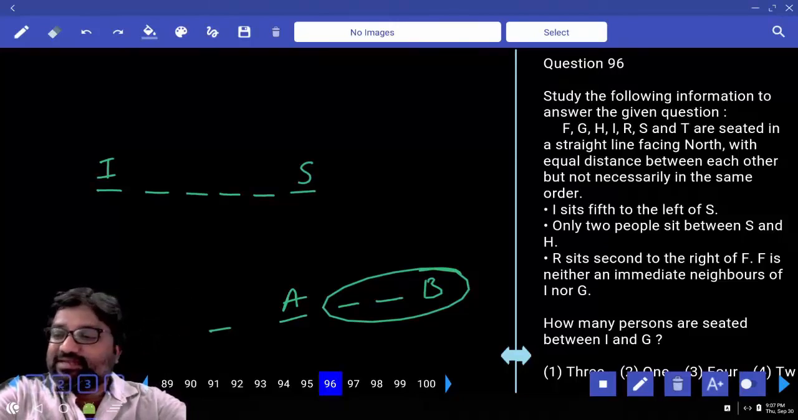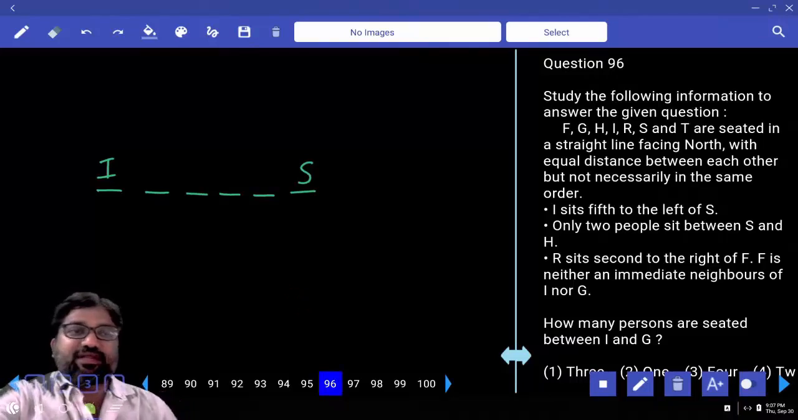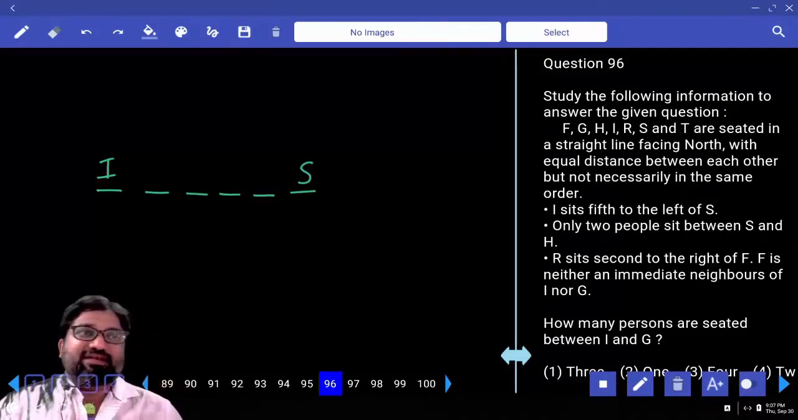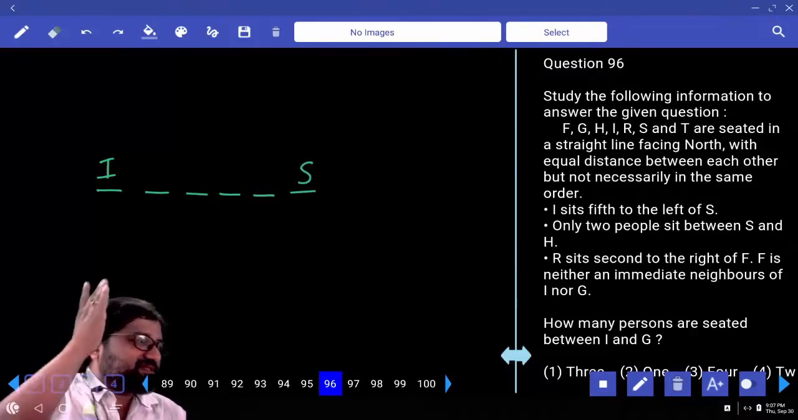So here similarly he says only 2 people sit between S and H. This H can be to the right side of S or to the left side of S. But if you take to the right side, you need extra 3 places. But do you have possibility for 3 places here? No. So 100% guarantee it should be to the left side.